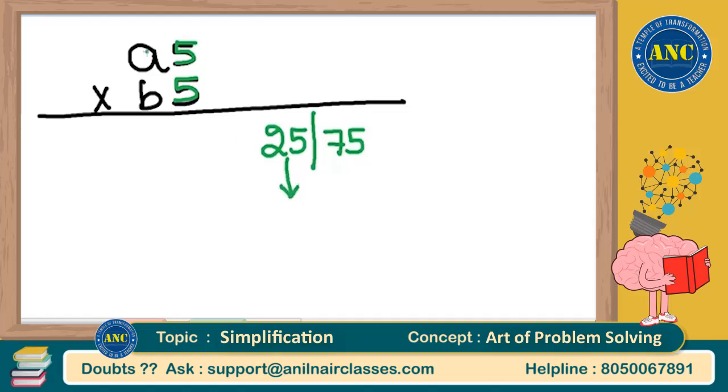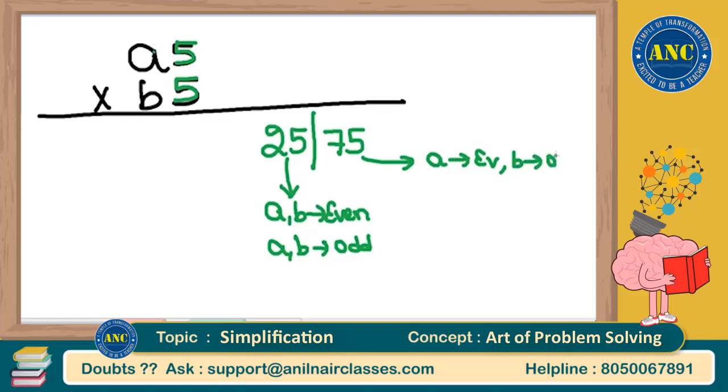25 will be when both A and B are even, that means the same family. When both A and B are odd also, it will be 25. Same family. 75 is when A is even and B is odd, or when B is even and A is odd. So different family is what I told.